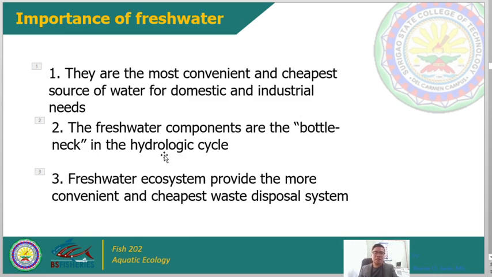So from the lakes down to the seas with the channel, from the rivers, streams, and some other channels, and from the seas up to the sky for evaporation and so on and so forth. Okay, so basically freshwater plays a very important role in the ecological concepts. Thirdly, freshwater ecosystems provide the more convenient and cheapest waste disposal system. So basically, these are the three major importance of the freshwater supplies in the world.